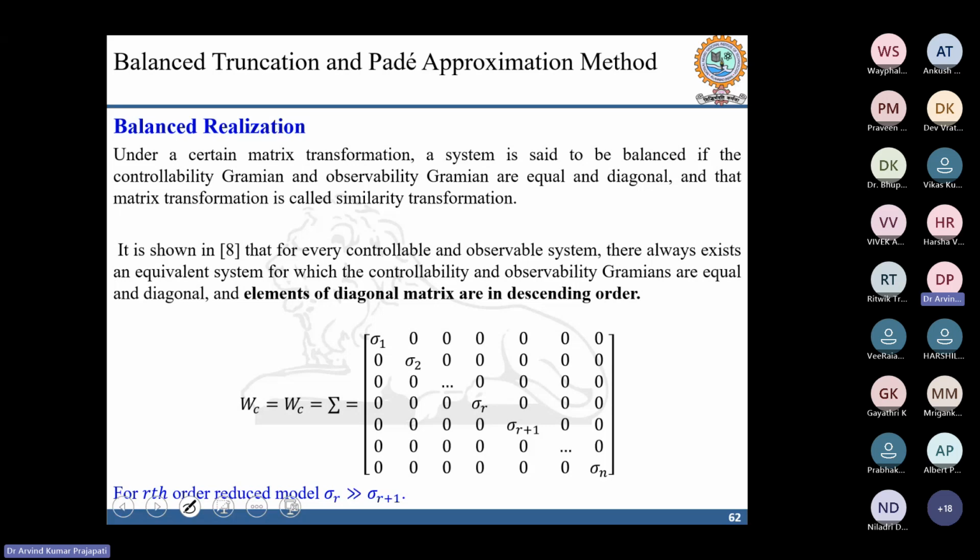Next is balanced realization. What is balanced realization? It means when can you say the system is balanced. The system is balanced when the diagonal matrix is the same as the controllability gramian and observability gramian. When the controllability and observability gramians are the same, then you can say the system is balanced.